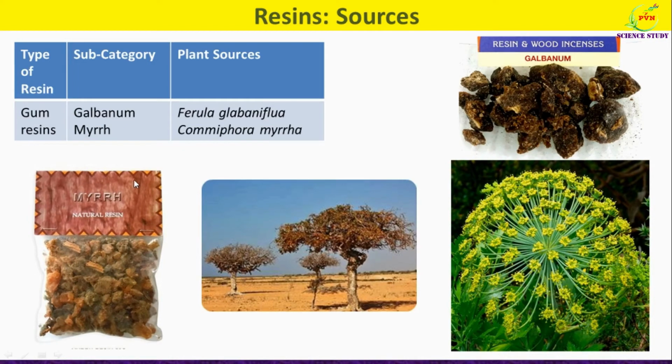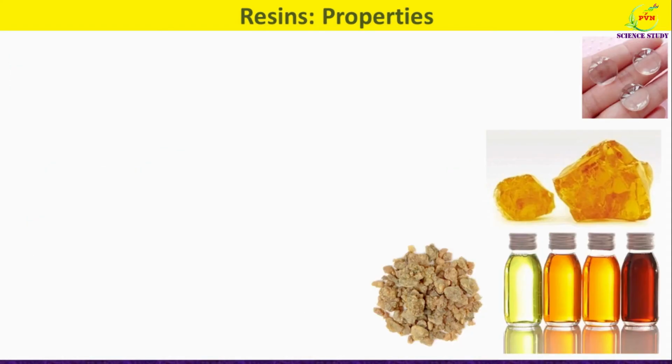And the last resin, it is the myrrh resin. So this is the photograph of the myrrh natural resin, which is produced from the plant Commiphora myrrha. So here you can see Commiphora myrrha. Dear students, with this we have completed the sources of resins. Now we will see properties of resins.